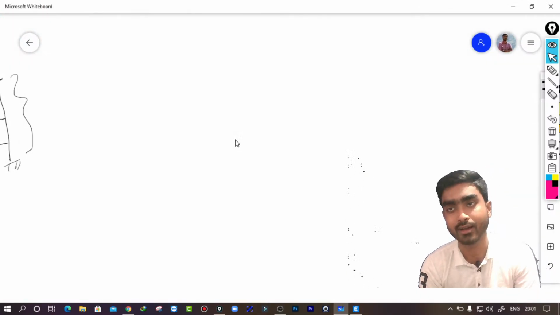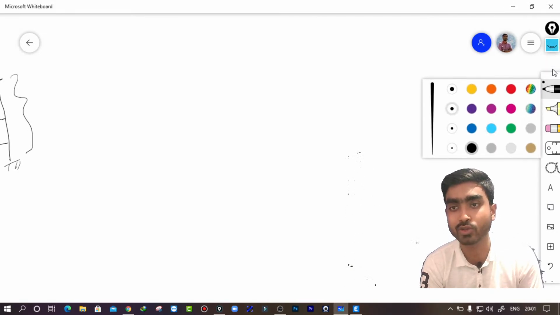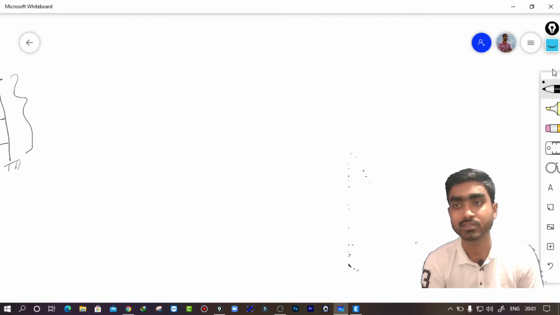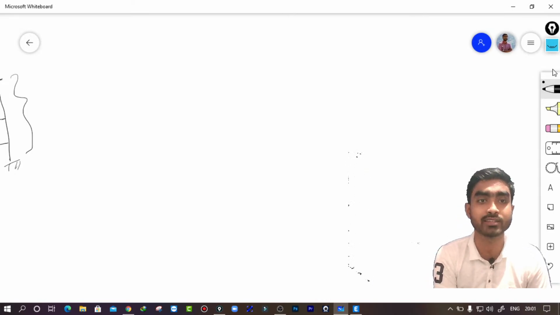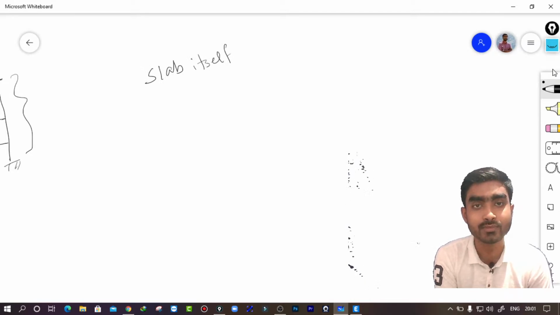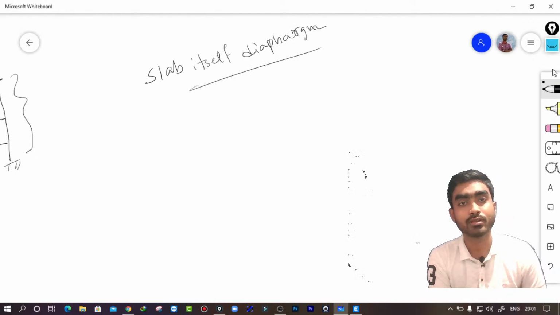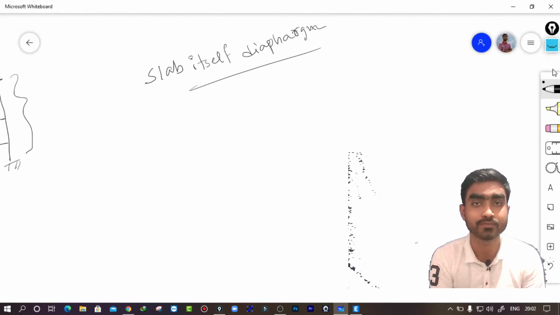Diaphragm, actually the slab itself is called diaphragm. You see in the codes or in the books also, sometimes slab design also be called as diaphragm design. The slab itself is called diaphragm. Now why is it called a diaphragm?